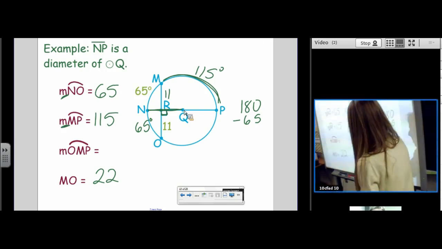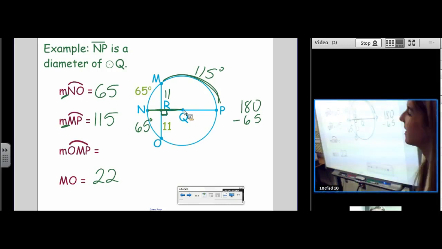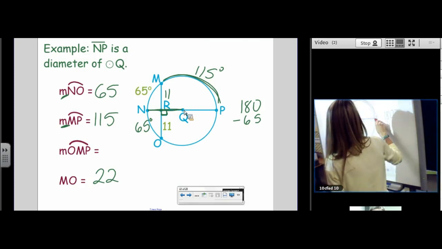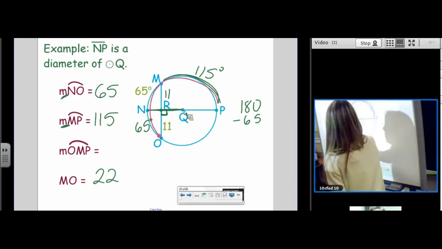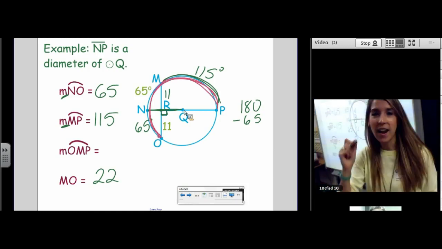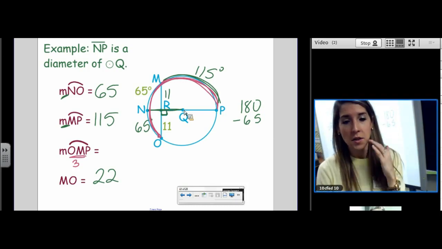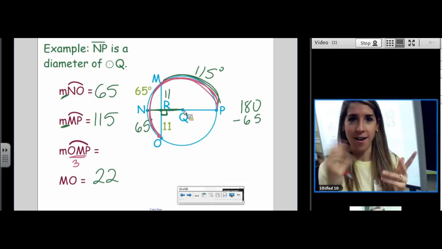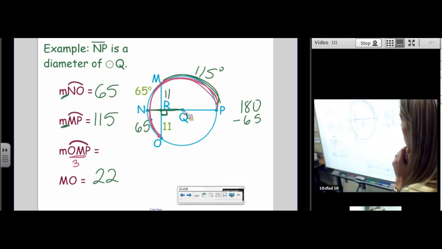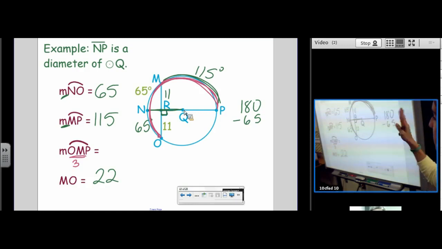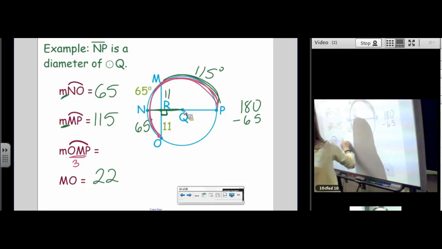Last one, OMP. Almost sounds like OMG. O to M to P. It's a clue right there when they use 3 letters that your answer is going to be a major arc. Your answer is going to be greater than 180. So that's a clue that you go the long way around, not the short way around, obviously, because you have to go through M. So this is just arc addition. It's just 65 plus 65 plus 115. Or you could do 180 plus 65. Yep, 245.